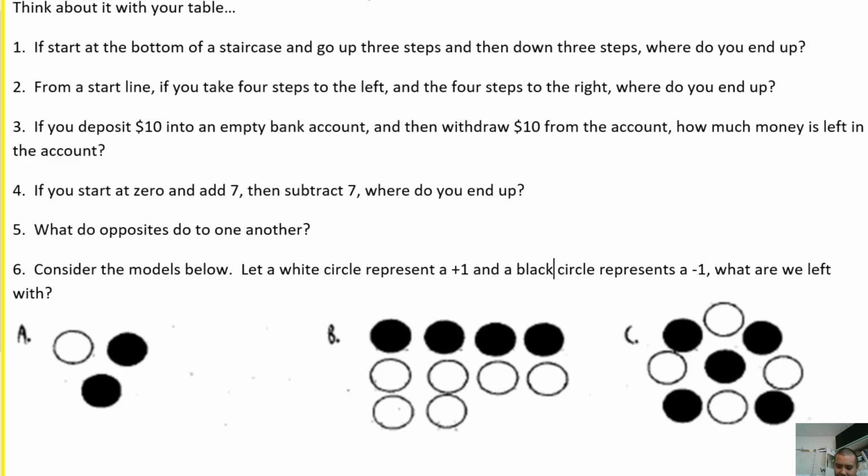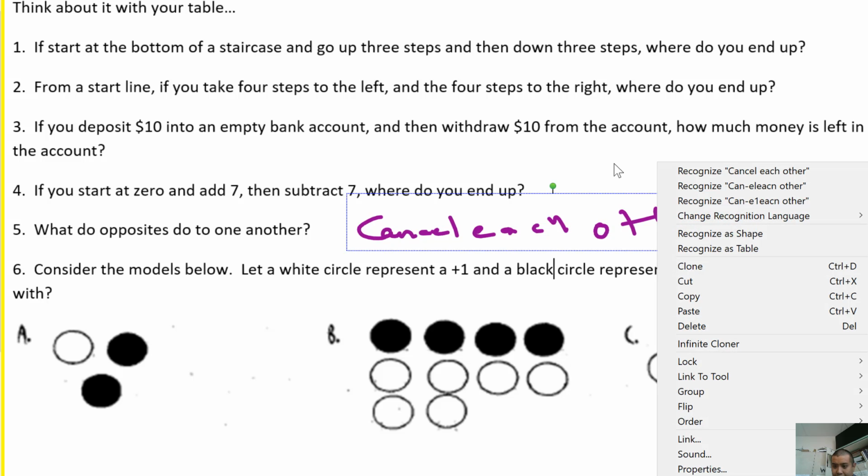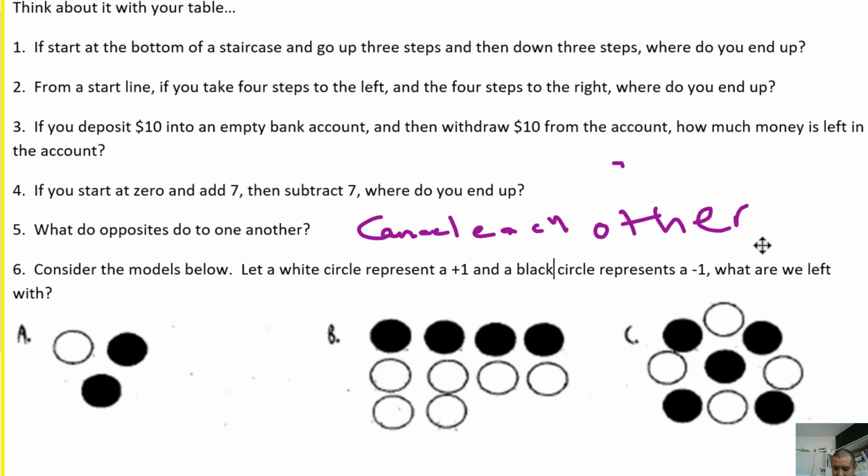I'm going to write that down because that's the most important part of it. They cancel each other out. I apologize. Here we go.